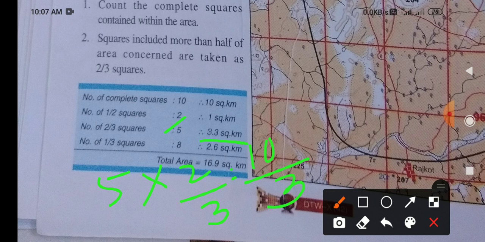Okay, similarly let us see this number of half squares. 2 such half squares are there. And half square means 1/2, is it not so? 2 into 1/2 you can make, and it becomes how many square kilometers? 1 square kilometer it will come, is it not so? Like that way you have to calculate.